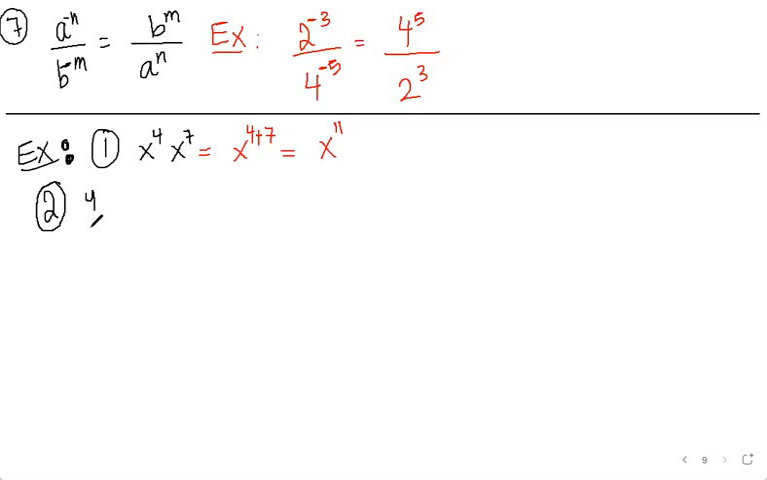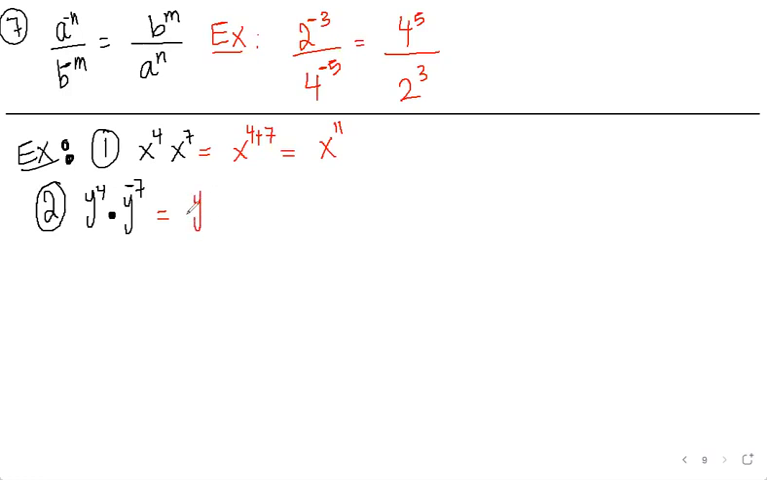y to the power 4 times y to the power minus 7. What is that equal? Since it has a negative exponent, you flip it. So it's y to the 4 over 1.